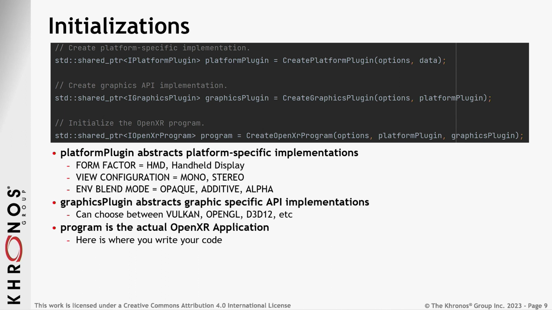And then the blend mode, which Danny will talk more about in his presentation. And then we also want to abstract away the graphics API. So whether you're using D3D12, Vulkan, or OpenGL, your application doesn't need to know about that, but it does need to be specified by the device itself which one it's using, so that it can load the proper API. And then program is where you actually write your code.